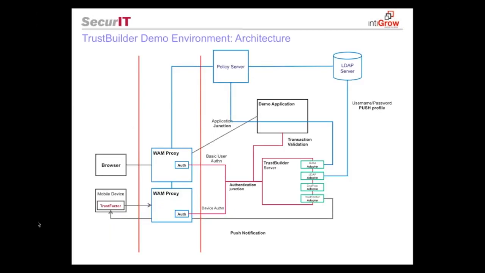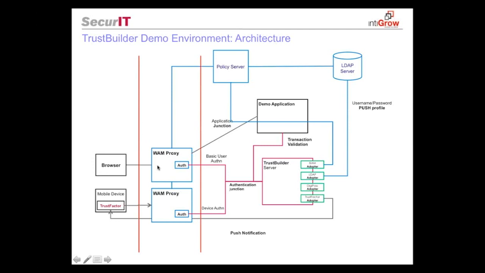This is actually the demo application. It's a J2EE application. It's a banking server, a demo banking application. It's protected behind a couple of firewalls. So we're going to be coming in from a browser over the web. We're going to hit the Web Access Management Proxy. This is actually the IBM solution, which is protecting this environment.